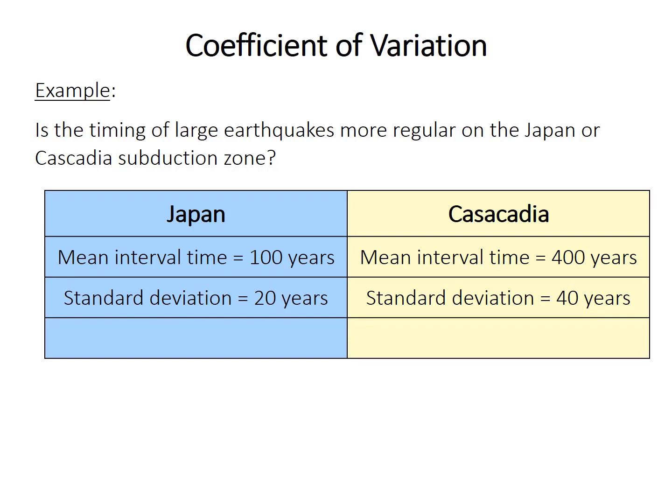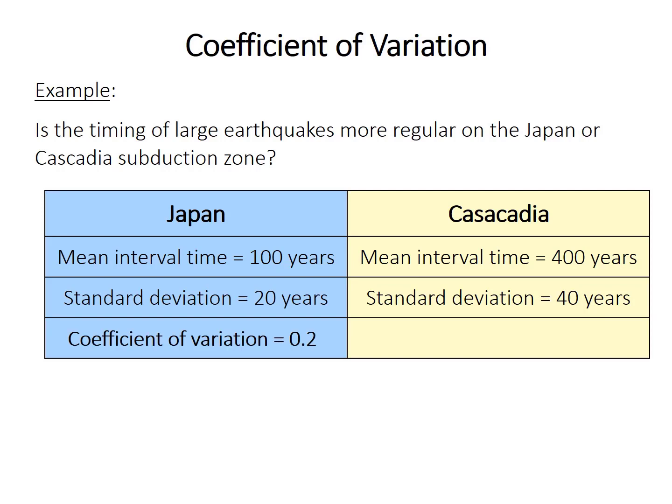So it looks like the Japan subduction zone is more regular, less variable, and has a lower standard deviation, but also notice that the means are quite different. And if that difference is important, which in this made-up data it is, we would then calculate the coefficient of variation instead. So standard deviation divided by mean.